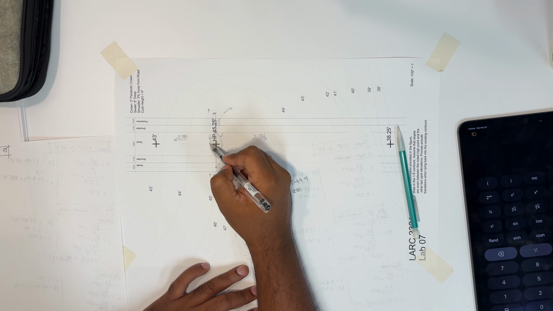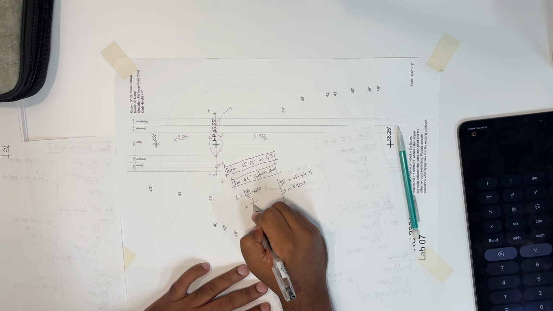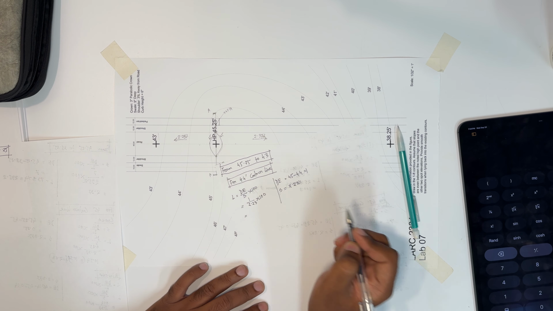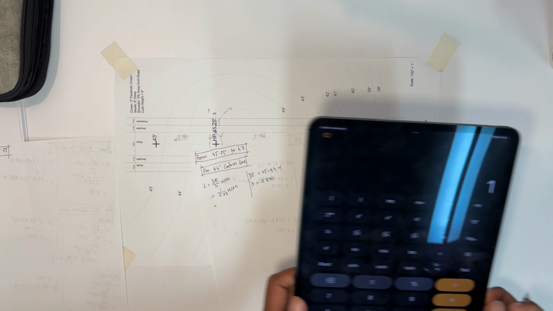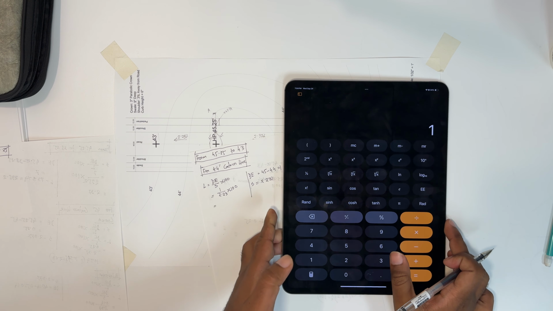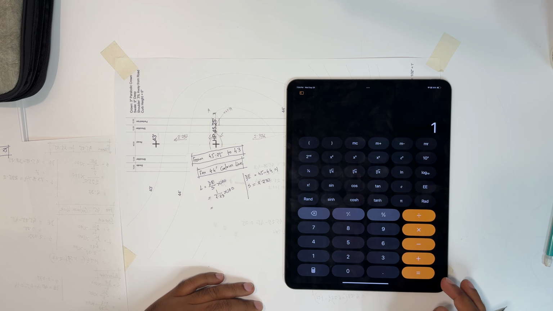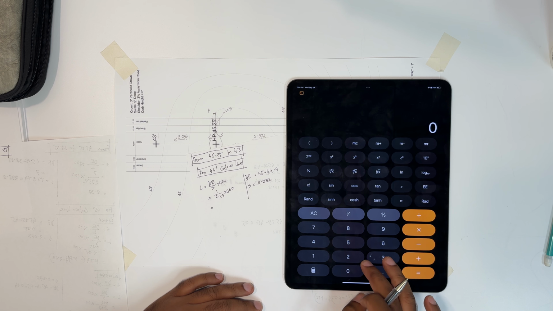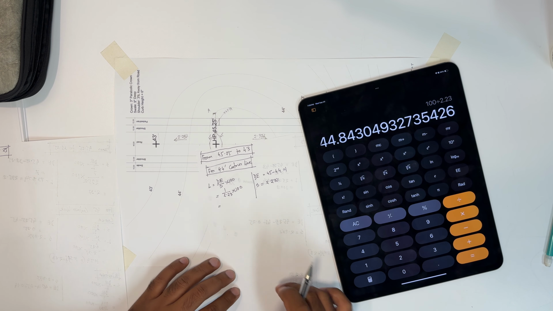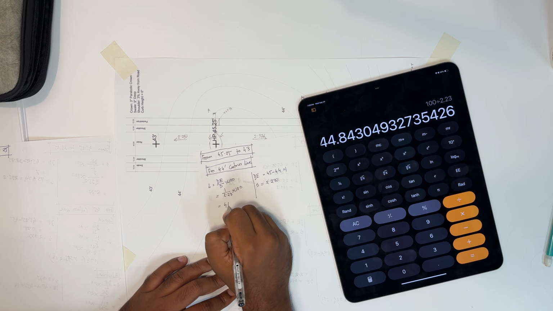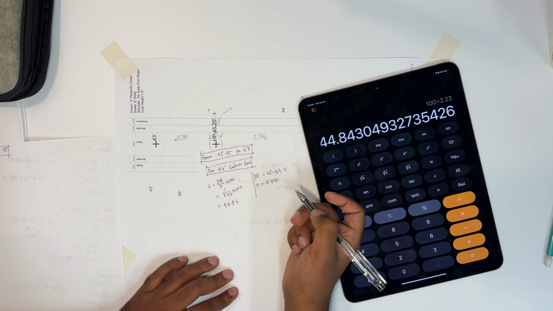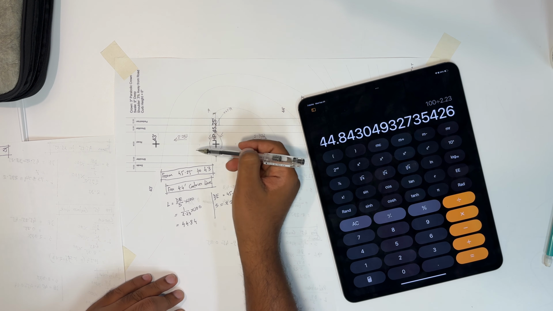And this is from 45 to 44. So DE is 1, S is 2.23 multiplied by 100. So let's do the calculation. So that's 44.84, which is awesome because now we can chart the rest.